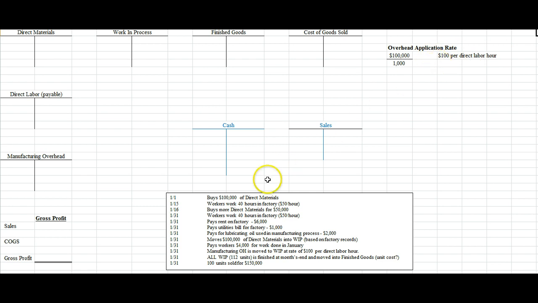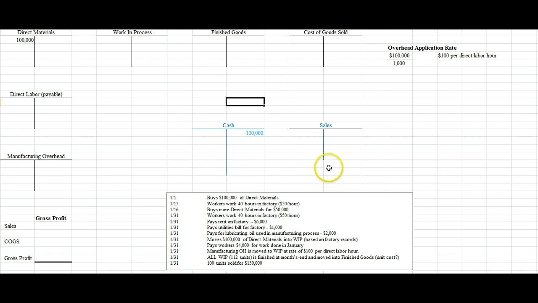So let's run through these facts and see if we can figure out how much it costs us to make each of these dining room tables. So the first thing we do is we buy $100,000 worth of direct materials. Direct materials is an inventory account. Inventory accounts increase with debits, so we debit direct materials. Accounting books often use accounts payable. Let's use cash and pretend like we pay for everything in cash to keep it simple.